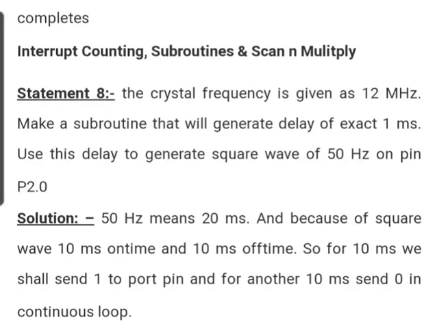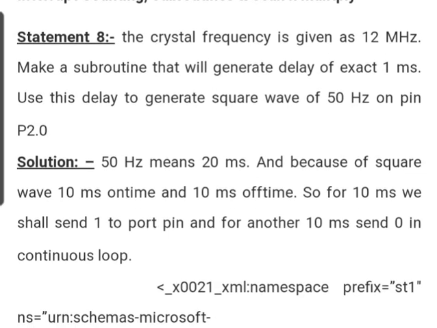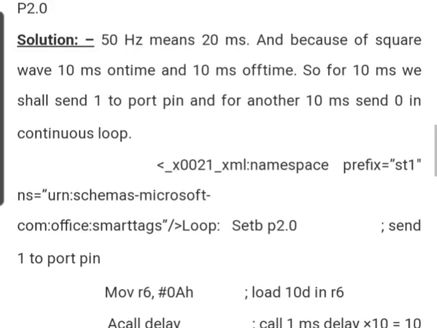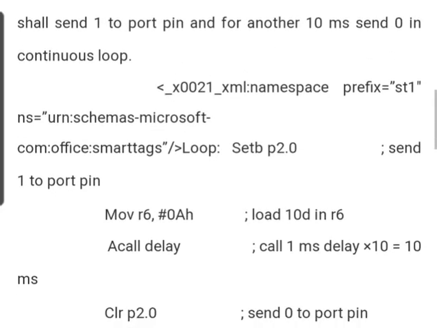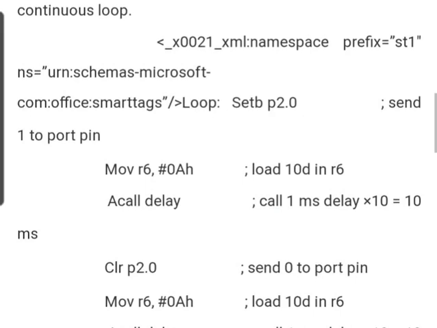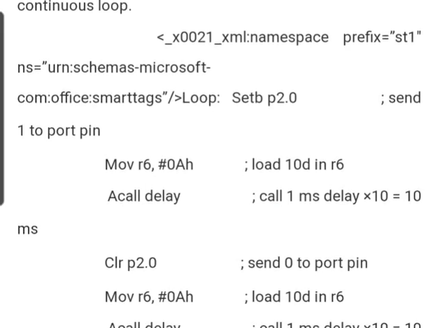And the next is the interrupt, counting, subroutine, and scan and multiply. Here the crystal frequency is 12 megahertz. Make a subroutine which will generate a delay of exactly 1 millisecond, and we use this delay to generate a square wave of 50 hertz on port 2.0. So 50 hertz means what? 20 milliseconds, and because of the square wave, 10 milliseconds on time and 10 milliseconds off time.